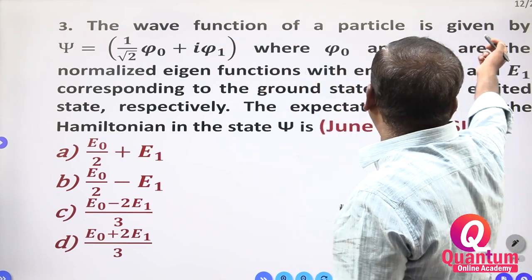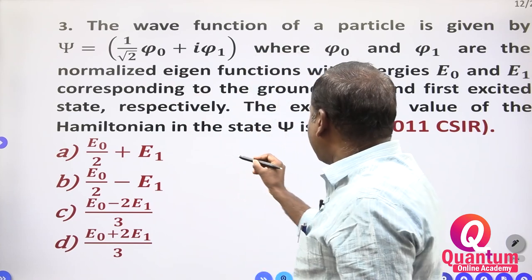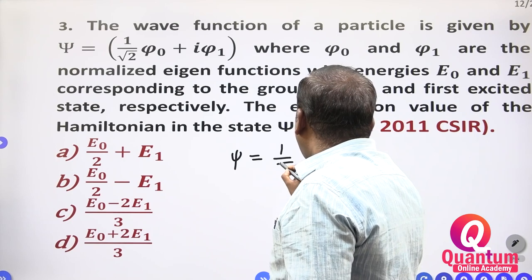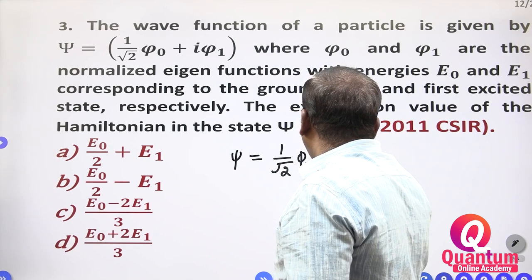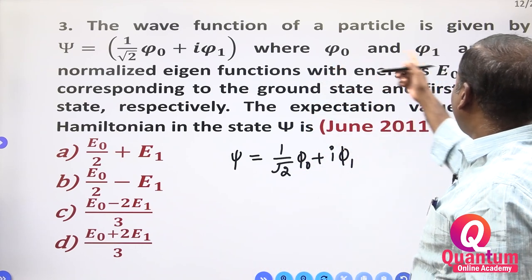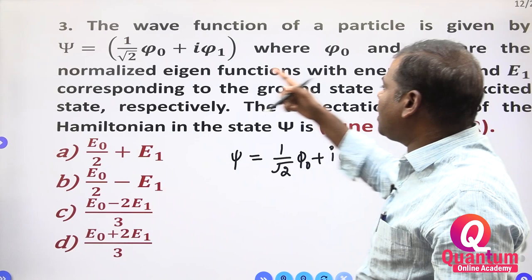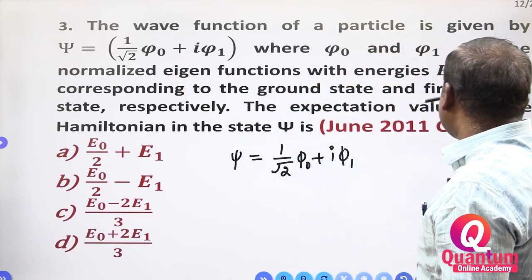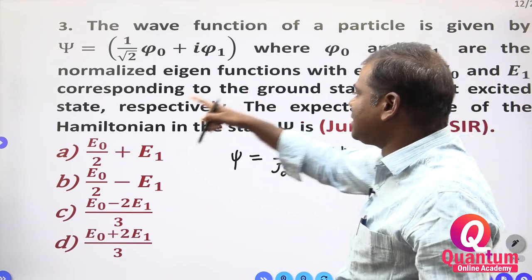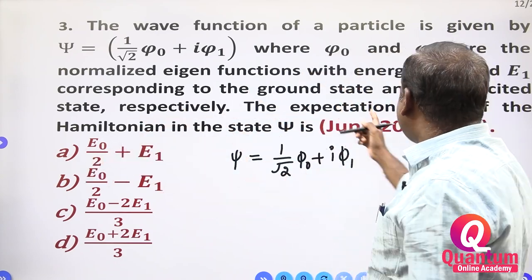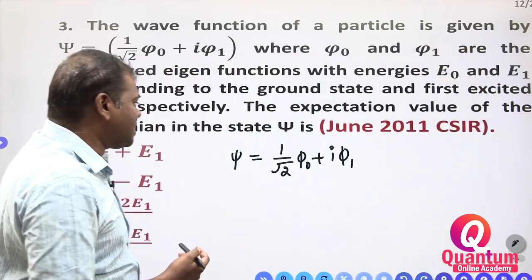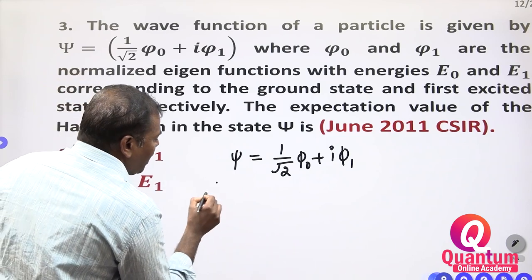The wave function of a particle is given. What are they giving? The wave function of the particle psi is equal to 1 by root 2 into phi 0 plus i into phi 1. This is the wave function they are giving, where phi 0, phi 1 are the normalized eigenfunctions with energies E0 and E1 corresponding to the ground state and first excited state. The expectation value of the Hamiltonian of the state, they are asking.